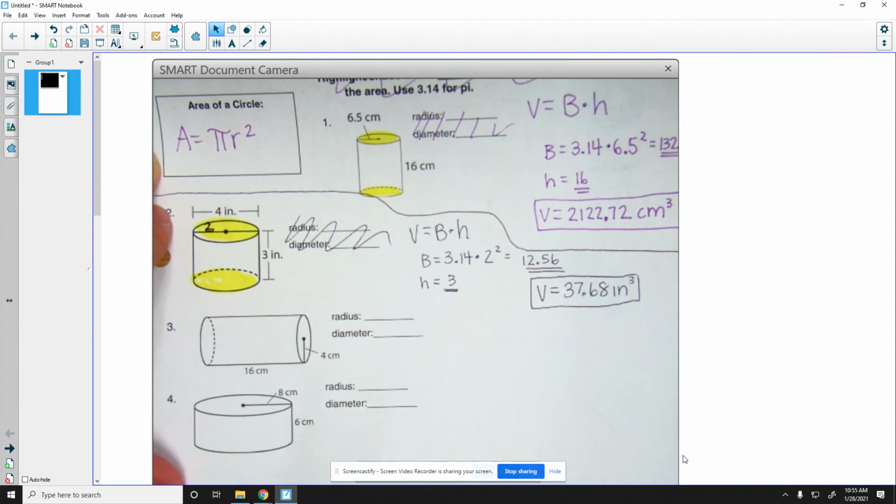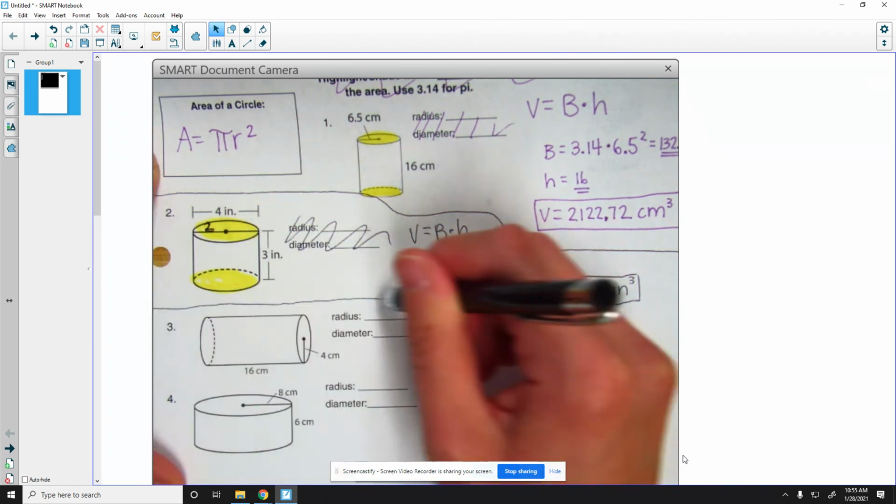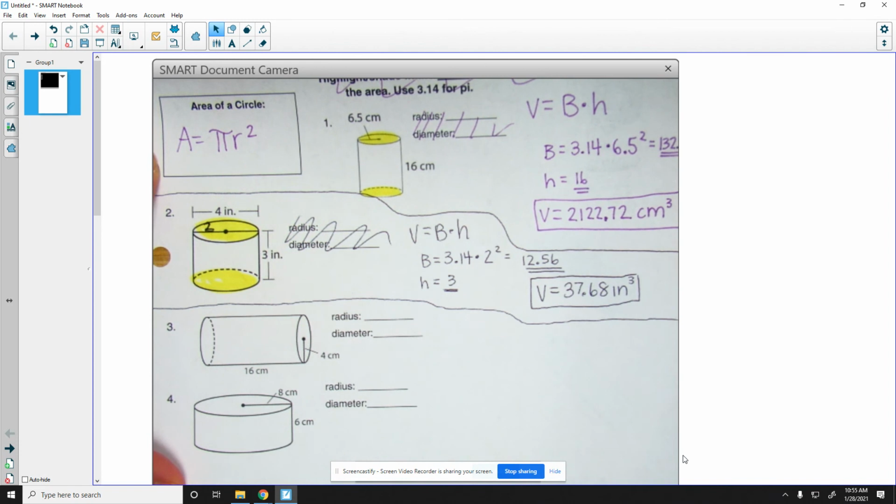Centimeters cubed, millimeters cubed, feet cubed. Sometimes it'll say cubic inches. Oh yeah, or cubic inches. That's the same thing.